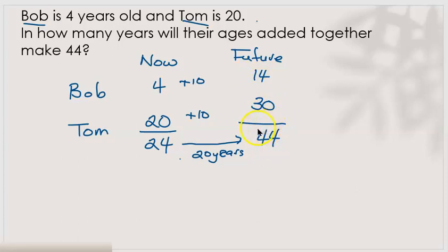So we are correct. But there's one little part that you have to be careful with. It said, in how many years will their ages added together make 44? Do not make the mistake to say in 20 years. It's not in 20 years. It is actually in 10 years, because Bob added 10 years and Tom added 10 years. So that makes a 20-year addition. But in terms of how much time has passed, only 10 years has passed. So the answer, in how many years will their ages added together make 44? The answer is 10 years.